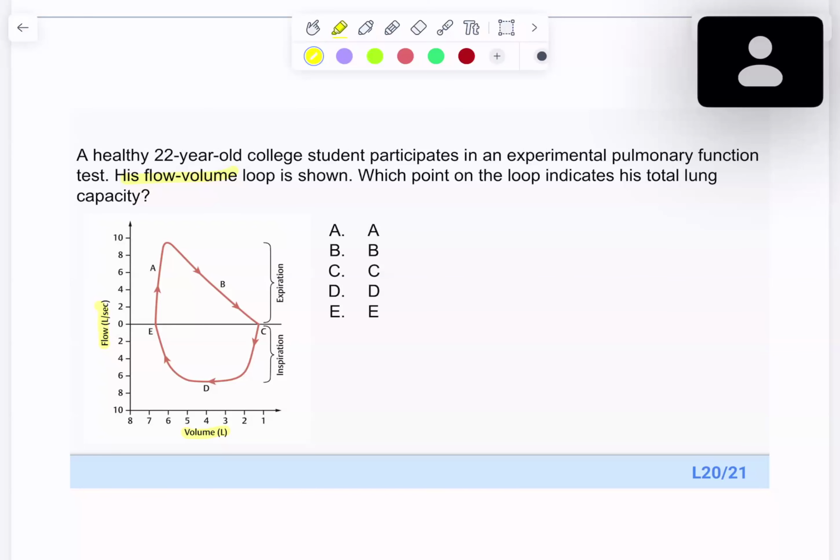So here, just notice on this graph that volume is basically the opposite of what you would expect. So the volume is highest here and the lowest here. And we know that the total lung capacity is when you have the most volume in the lung. So that would obviously be here, E, the highest point.